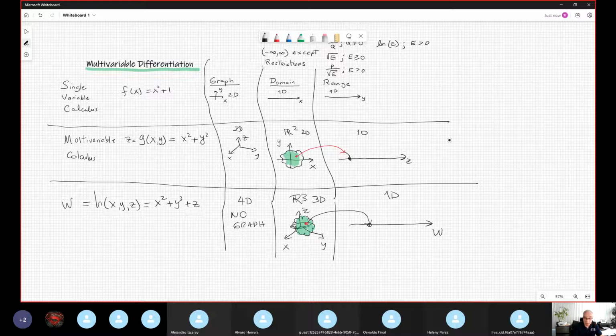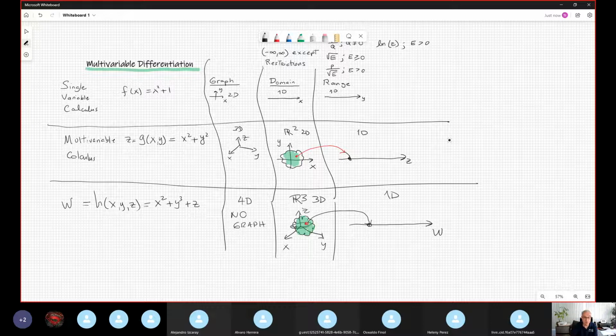Is the range always 1D? Good question, David. The range is always 1D. Super good conclusion. Except in the vector valued function, but in this chapter, no vector valued functions. It's always 1D, the range.